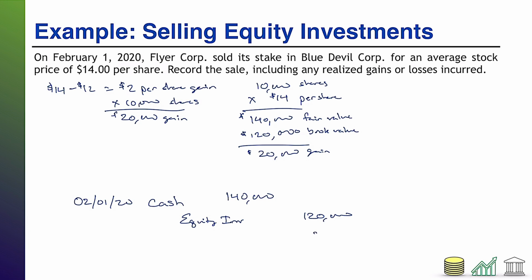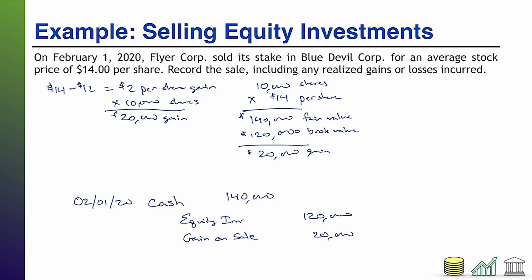But the reason we're 20,000 short on the credit side is because we also have to record the gain on sale, right? The $20,000 gain that we calculated up here. Now, notice I write gain on sale. It's not an unrealized gain anymore. It has come to fruition. We are selling it. We have a realized gain on that sale. And so that's how we tend to refer to that.